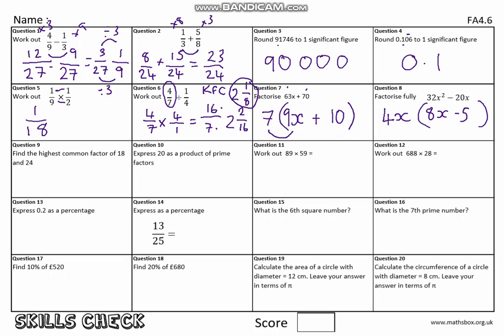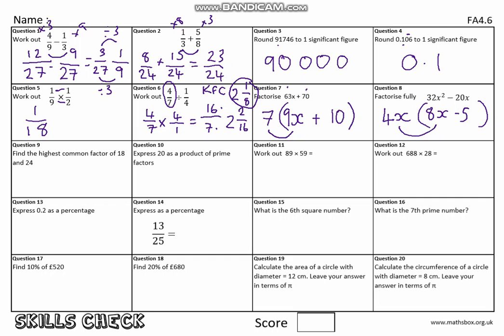And then that's all we need, isn't it? Because we've just got a normal x, we haven't got an x squared, okay? So we've already got our x over here. And once again, we can test that by doing 4x times 8x, which would equal the 32x squared, and then 4x times minus 5, which would equal the minus 20x.